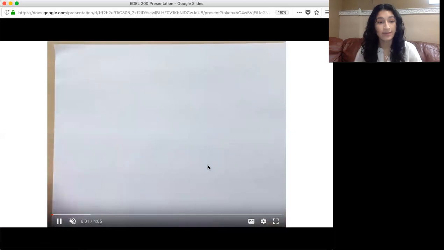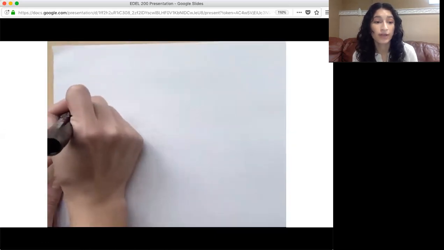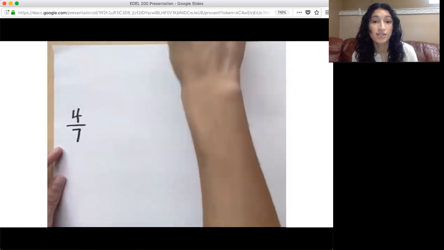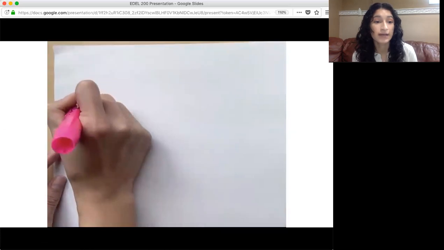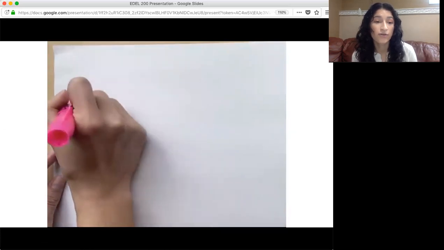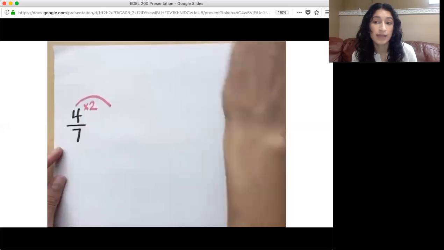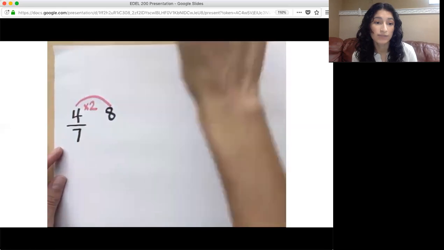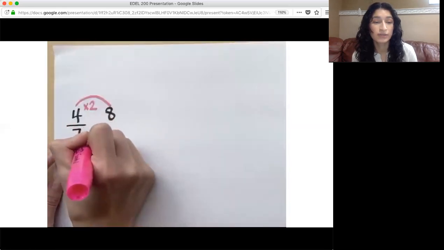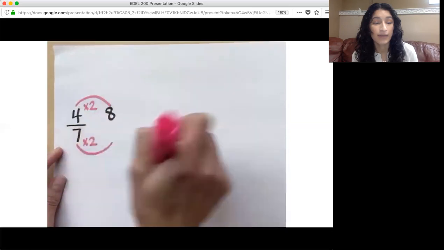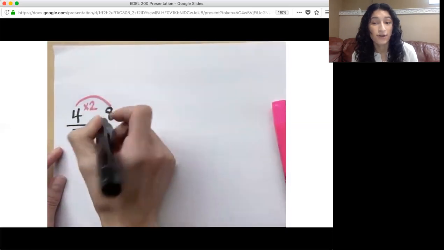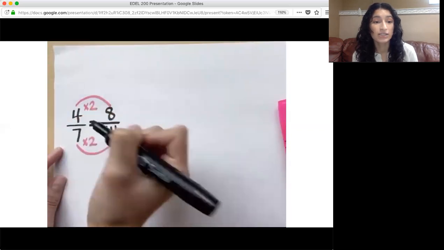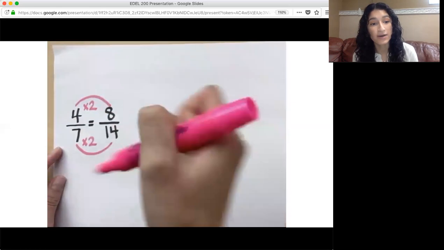Okay, so we'll be doing this together. We're going to start off with 4 over 7. And just like I showed you before, we're going to multiply the top times 2. So 4 times 2 equals 8, right? So we're going to write 8 and multiply 7 times 2. And what does that give us? 14. So we're going to write 14. And I'm going to write an equal sign showing that 4 over 7 equals 8 over 14.